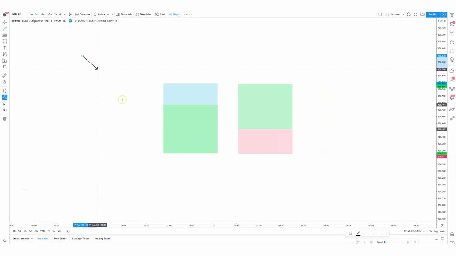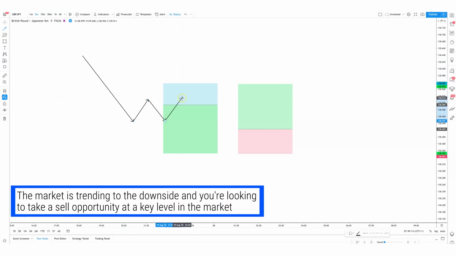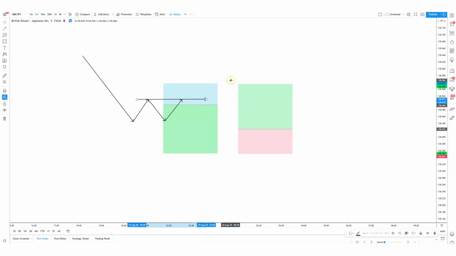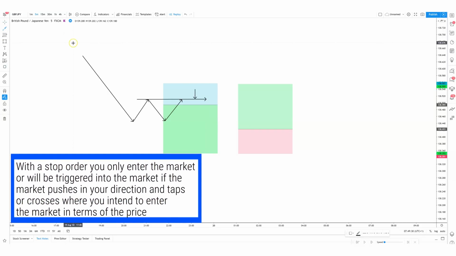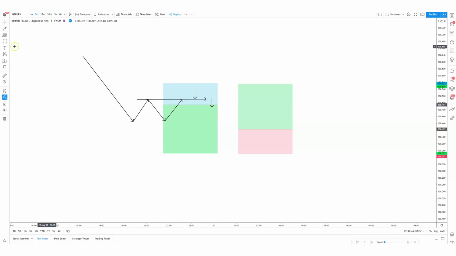But as an example, let's say the market is trending to the downside and you're looking to take a sell opportunity at a key level in the market. Now, if you take an instant execution and price is right here, this is where the order will be placed. But with a stop order, you only enter the market, or will be triggered into the market, if the market pushes in your direction and taps or crosses where you intend to enter the market in terms of the price. Now, again, as I said, I'm not a dictionary and I'm definitely not Investopedia, but that's the finest example that I could give you there.